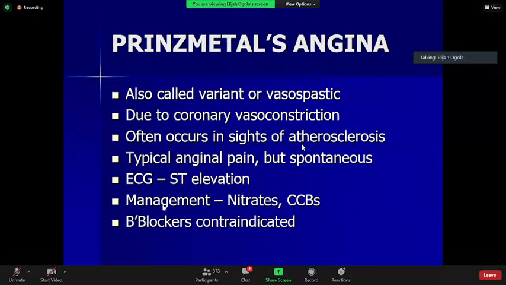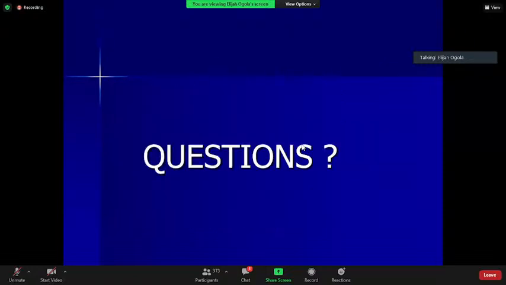The treatment, because it's arterial vasospasm, we basically use vasodilators. So we use nitrates, calcium channel blockers. Now, you'll remember that beta blockers formed one of the cornerstones of stable angina. In variant or vasospastic angina, they are actually contraindicated because they provoke vasospasm. So those are the differences between a vasospastic angina and stable angina. And basically, that is it.